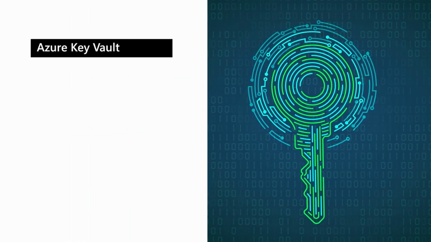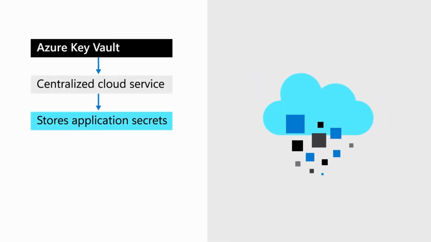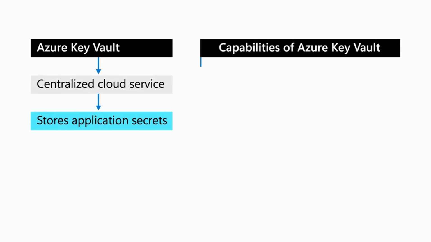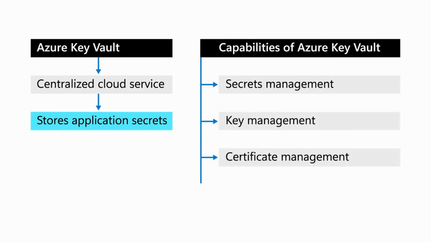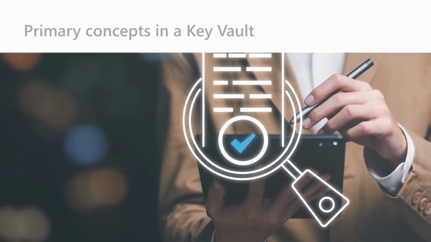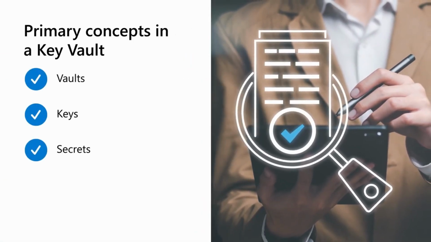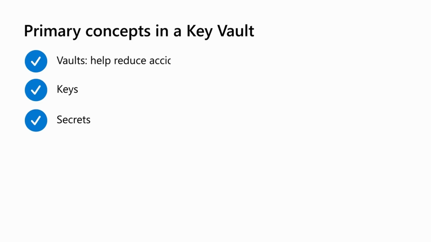To start with, you were introduced to the Azure Key Vault, a centralized cloud service for storing application secrets, such as encryption keys, certificates, and server-side tokens. You learned about the 4 capabilities of Azure Key Vaults: secrets management, key management, certificate management, and secret storage backed by hardware security modules, or HSMs. You went on to learn that there are 3 primary concepts used in a Key Vault: vaults, keys, and secrets. Vaults help reduce the chances of accidental loss of security information by centralizing application secret storage.